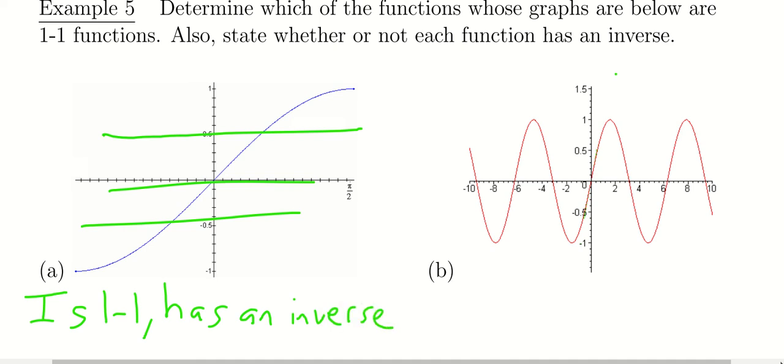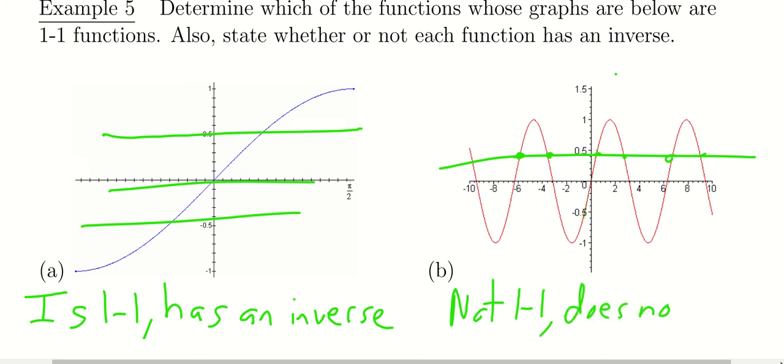However, if we look at the graph over here, there are many horizontal lines, but in particular, you can find at least one horizontal line that intersects the graph in more than one place. So because of that, this graph is not one-to-one. And that means that it does not have an inverse. So this one does not have an inverse.